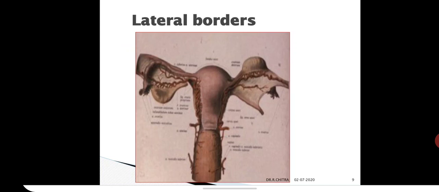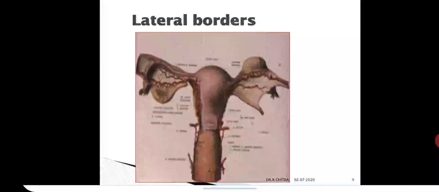Now you can see the lateral borders. So the lateral borders give attachment to the broad ligaments on lateral parts, but they are removed in this image to show you the lateral borders of the body of the uterus. So are you seeing the lateral borders of the body of the uterus, which will give attachment to the broad ligament of the uterus? And you can see, if you remove this broad ligament, you are seeing the tortuous uterine vessels.